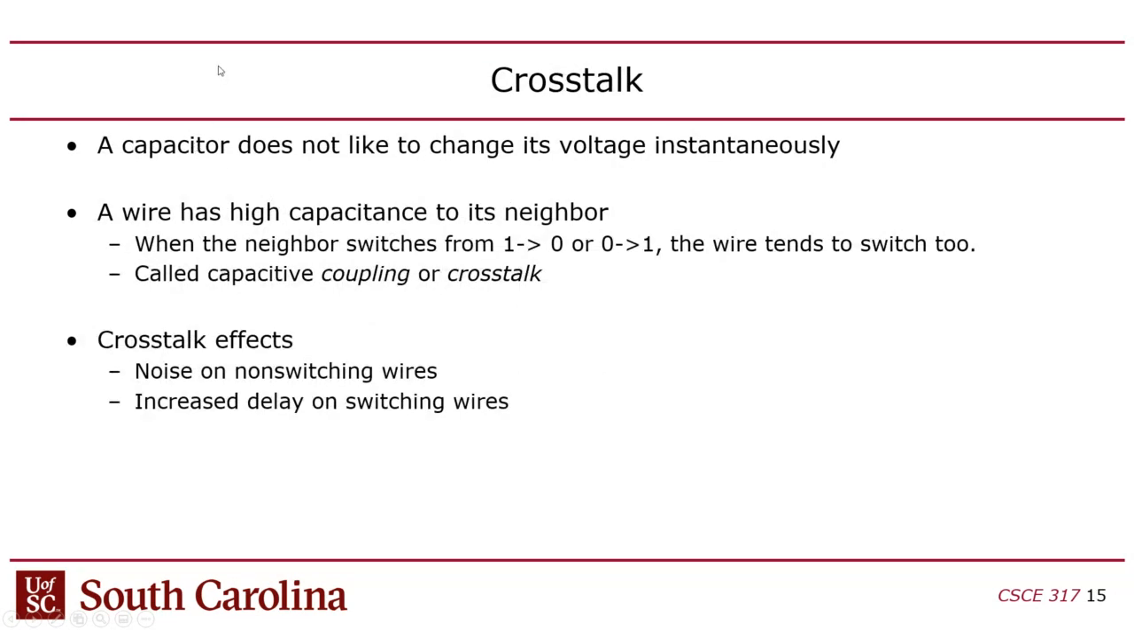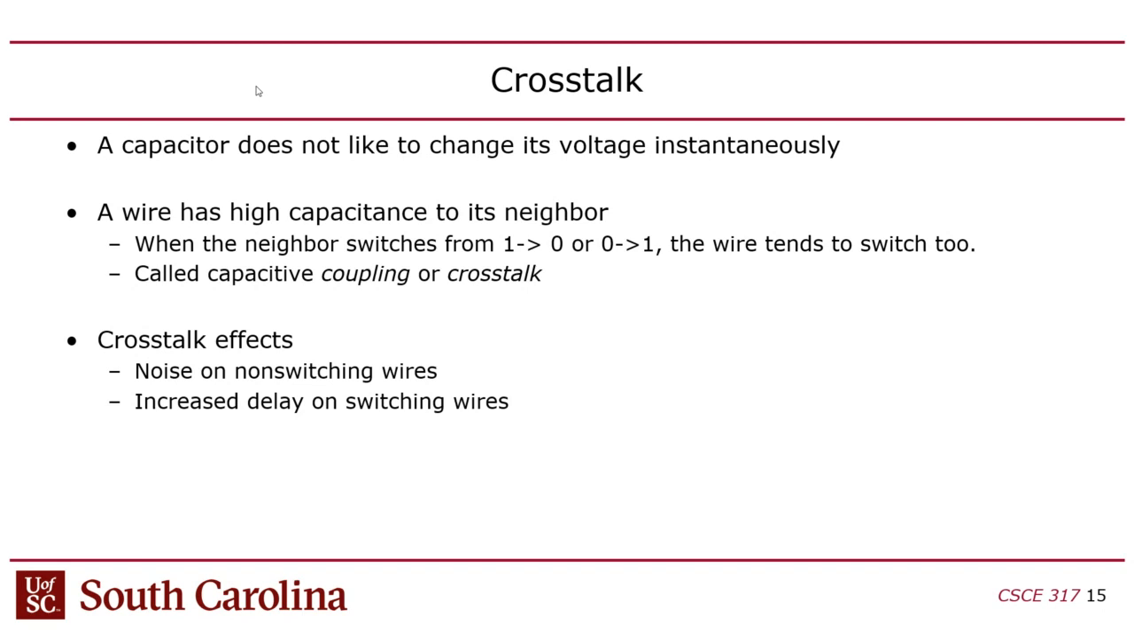Okay, then crosstalk is when you have capacitive coupling between adjacent wires, and one wire switches state, from 0 to 1 or 1 to 0, and it induces a voltage swing in the other wire. So the wire doing the switching is called the aggressor, and the other wire is the victim. And this is a big concern. This is one of the primary sources of noise on wires on a chip, this crosstalk.